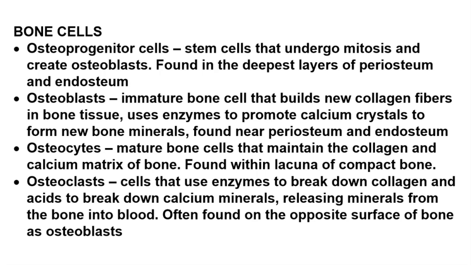And an osteoclast is a special cell type that uses enzymes to break down the collagen fibers in bone, and it uses acids to break down calcium minerals. So when calcium needs to be added to the bloodstream, the osteoclasts use acids to dissolve those calcium minerals and place them into the bloodstream. Typically, the osteoclasts are found on the opposite surface of bone from osteoblasts. So if osteoblasts are found near the periosteum or the endosteum, typically osteoclasts are found somewhere in the middle, where they can start to break down old bone tissue or break down bone tissue for the purpose of releasing those calcium minerals into the bloodstream.